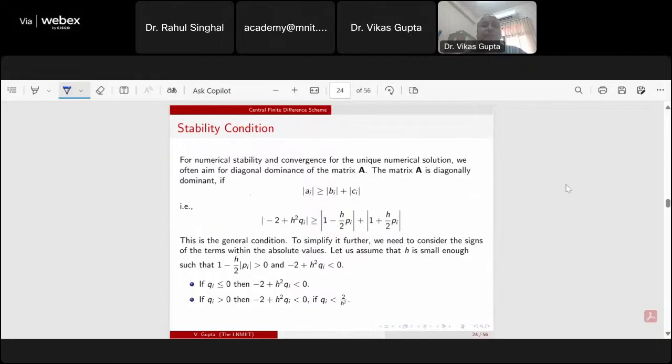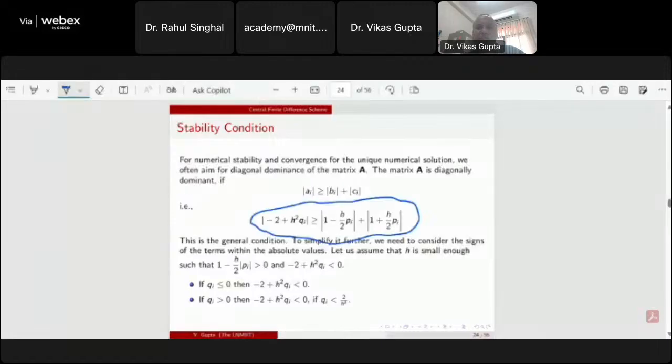So here the diagonal entries are given by this term, minus 2 plus h square qi. The upper subdiagonal entries are given by bi, that is 1 minus h by 2 pi, and the lower subdiagonal entries are given by 1 plus h by 2 pi. So this is the general condition for diagonal dominance for the given system of linear equations, for the given matrix A.